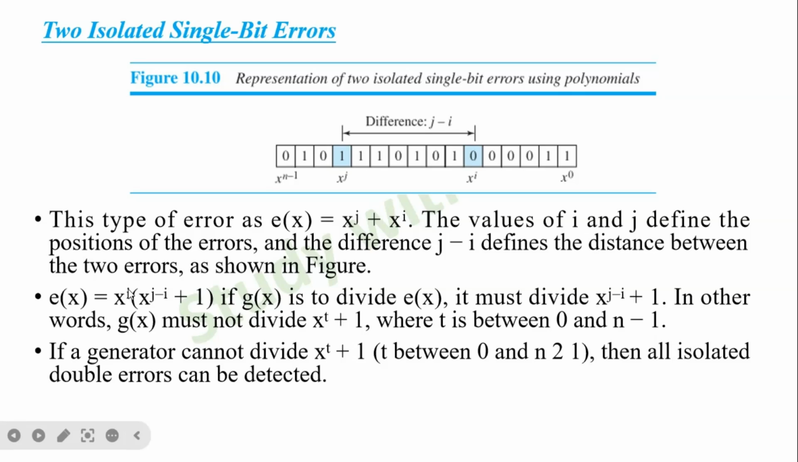We have to make sure that this whole term is not divisible by g(x). The x to the power of i term should not be divisible by g(x), only then are all single bit errors caught, and we have to make sure that the other factor is also not divisible by g(x). That is the main intention. Only then can all the 2 bit isolated errors be caught. Suppose I take j minus i as t, and this t can vary from 0 to n minus 1. The generator cannot divide this, so that all isolated double errors are detected.